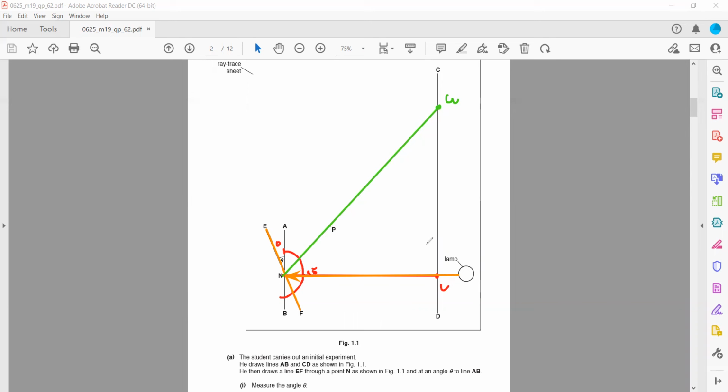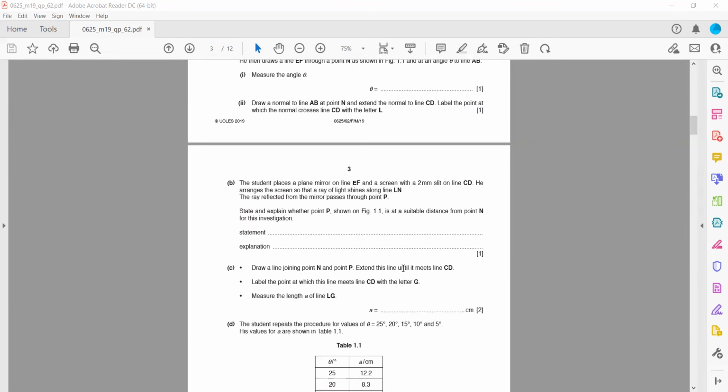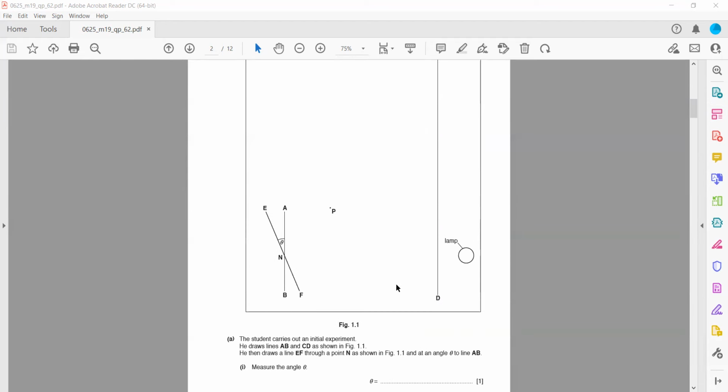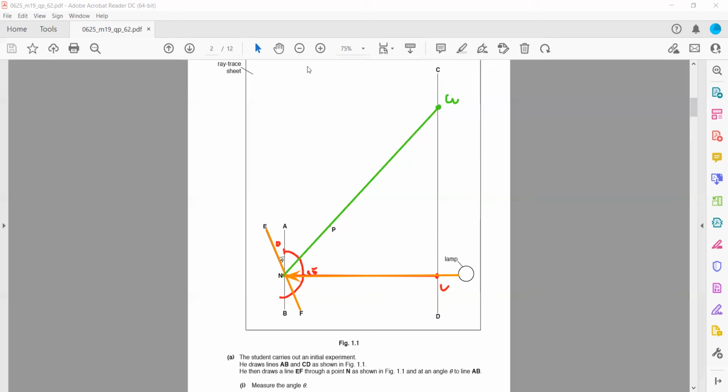The point where it meets lines C and D, we label as G. In the next part, we have to measure the distance between L and G, and we call that A. We measure this distance using a ruler or the scale. This distance is approximately 10.2 or 10.3, as you will measure on your paper.